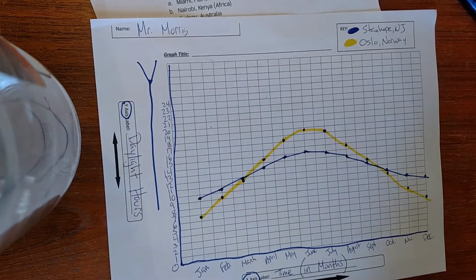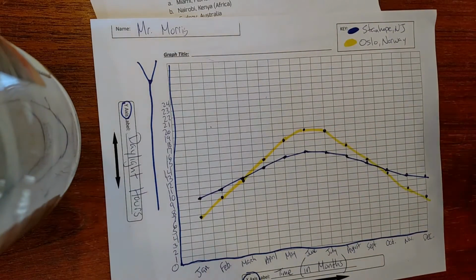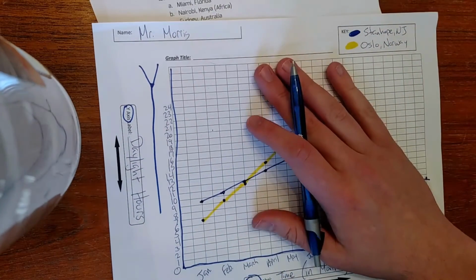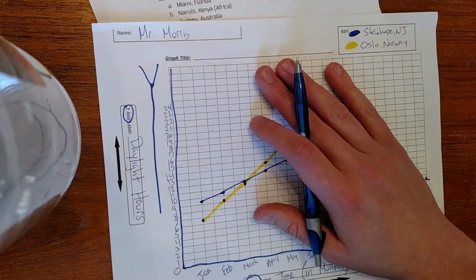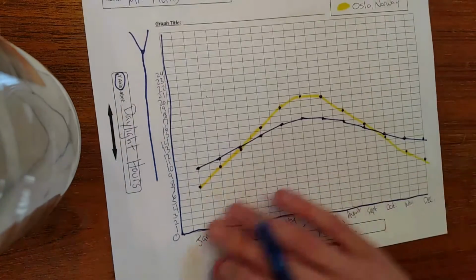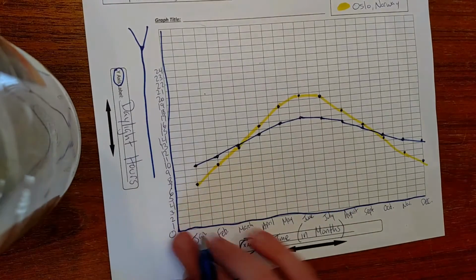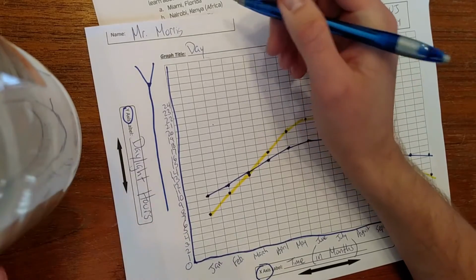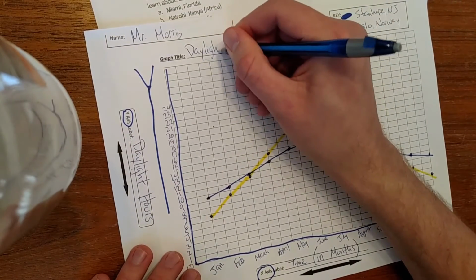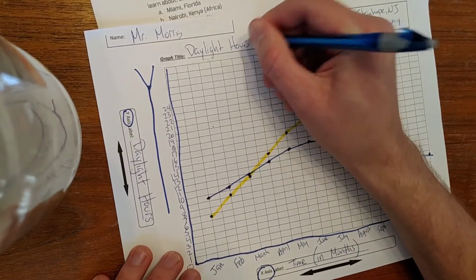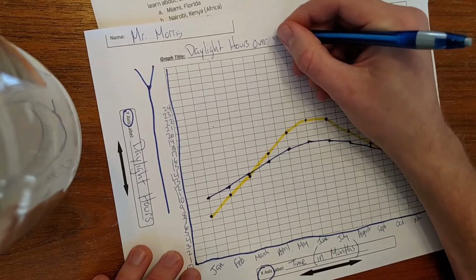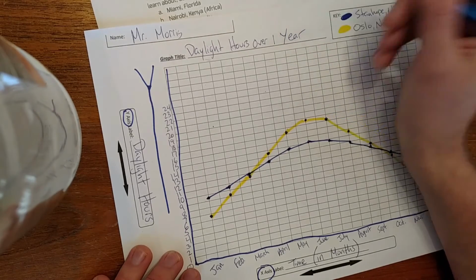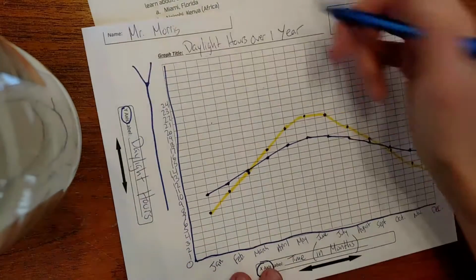Last step. We just need to create a title for our graph. So you can use this title. You can use this title as well, or you can try to make up your own. You can check with me if you're not sure about it. What I'm going to call this, because this shows us the daylight hours throughout an entire year, I'm going to call this graph, and I know the title is a little bit boring, but graph titles usually are. Daylight hours over 1 year. All right, so that is what I'm going to call it.